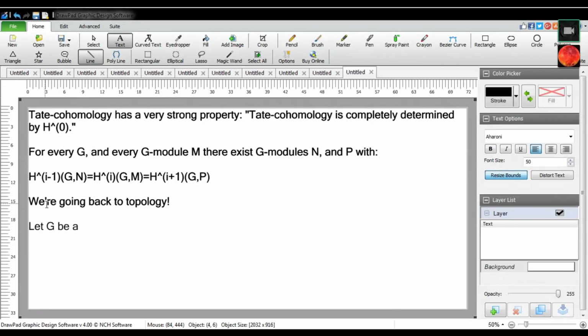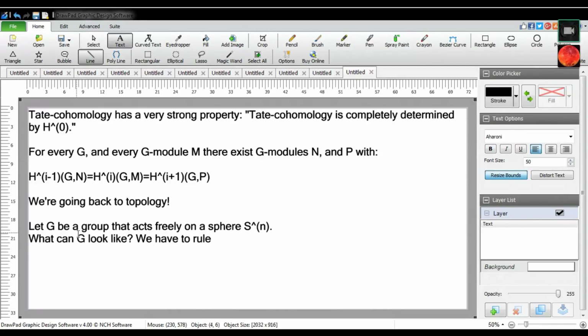So let G be a group that acts freely on a sphere, I'm just going to call it S^n. The first thing is, what can G actually look like? We have to rule out the even case, for a reason that I'm going to tell you in 5 minutes.